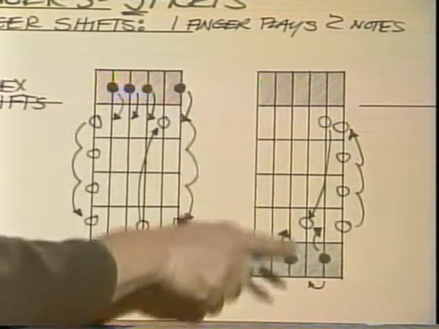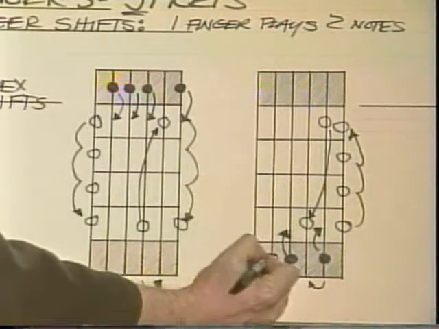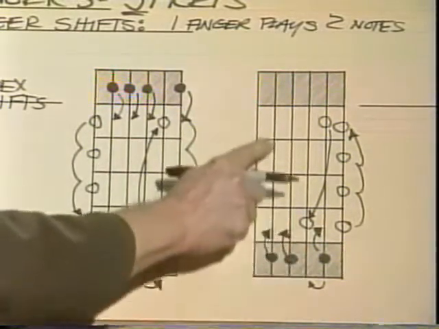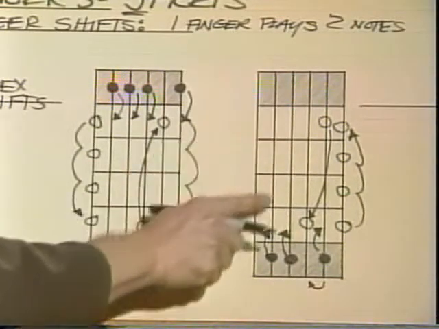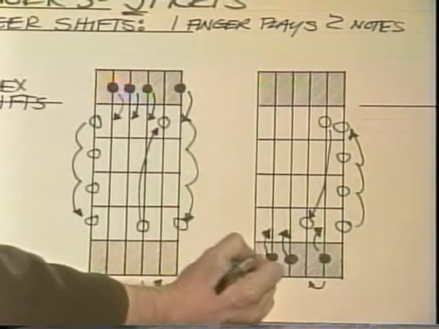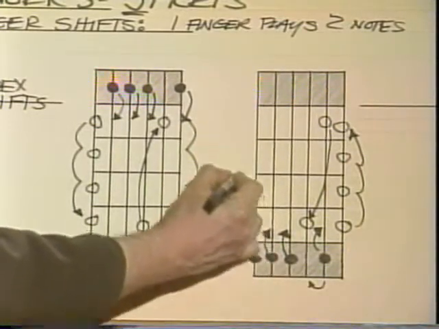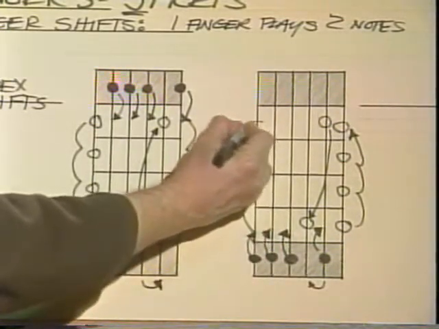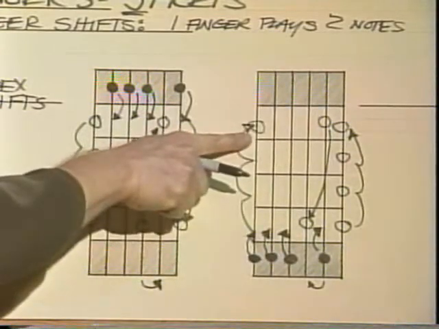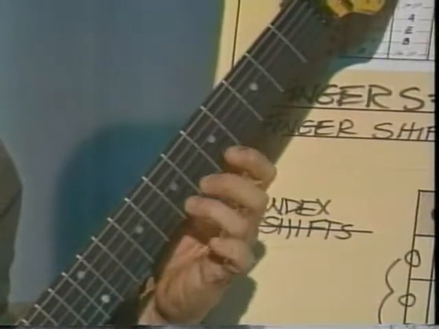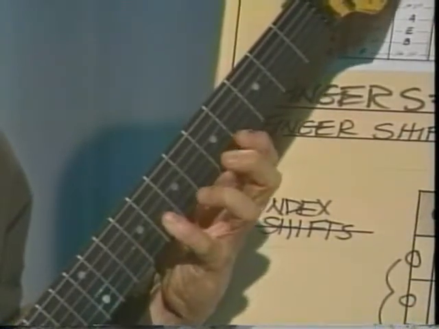Where do you go next? Another pinky shift right here. Remember, your pinky is playing two notes. Walk down that string till you come to your index finger, and then you're going to have one more pinky shift to do right here. And then finally, walk down that last string, and again, 2 1/3 octaves later, you're back down at the bottom of the neck again.